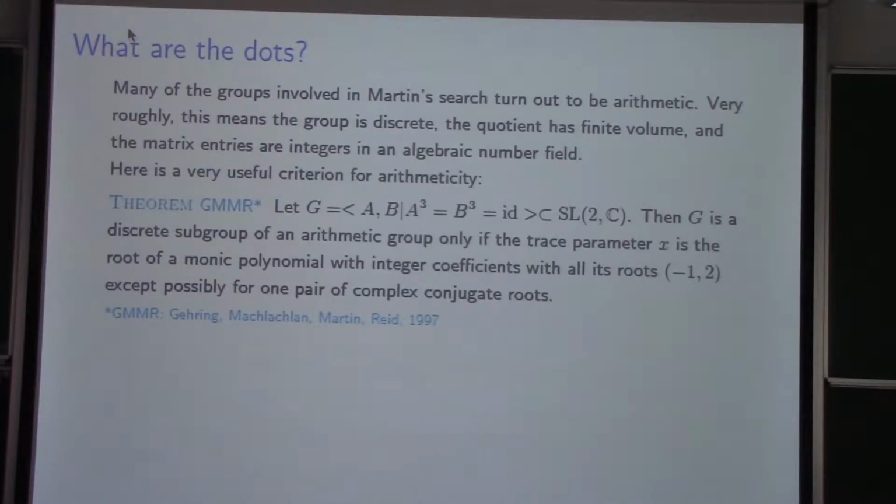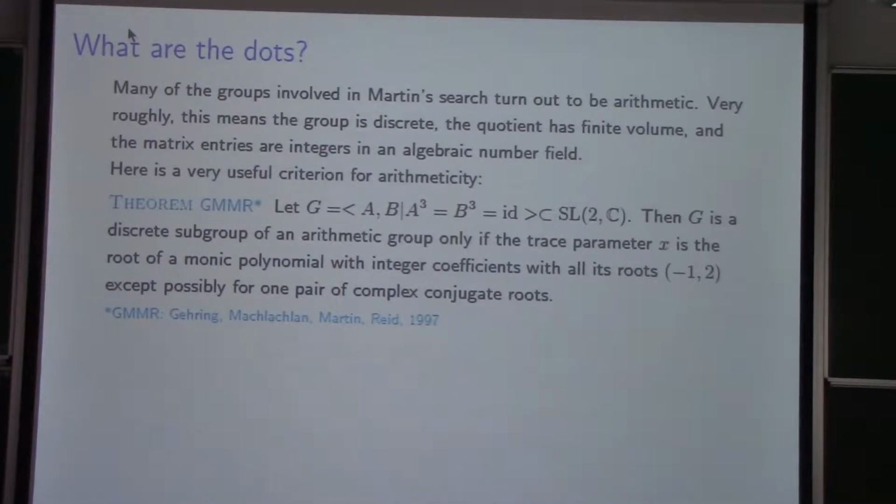Anyway. It turns out that for this to be an arithmetic group, we need this x to be the root of a monic polynomial with integer coefficients, and it has to have all its roots real in this particular interval, except for one pair which are complex conjugate, and those will represent the groups that we are actually interested in. To me, this result is kind of magic.